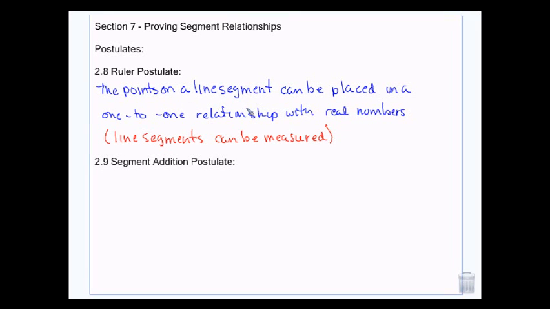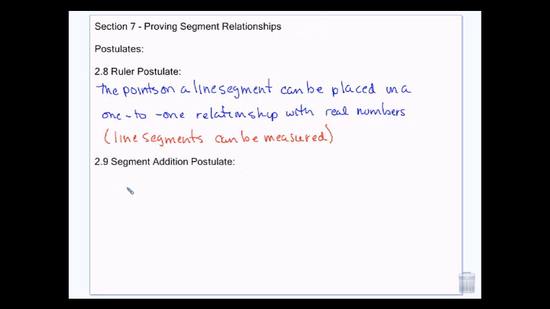The idea is that the points on a line segment can be placed in a one-to-one relationship with real numbers. Basically, that just means that line segments can be measured. See, that's why I said these are sometimes like, okay, duh, I can measure that, right?